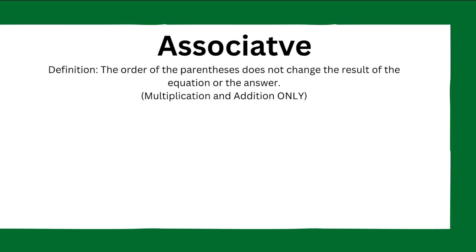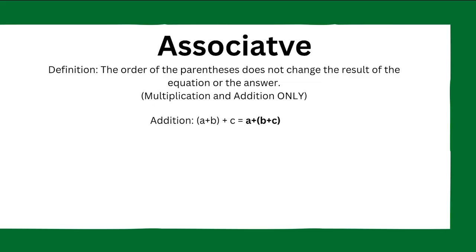So, starting off, we do want to know what associative property is, and it is the order of the parentheses does not change the result of the equation or answer. So, what this is saying is no matter how you arrange the parentheses, you should still get the same answer. And it's essentially telling you that you can rearrange the equation, you'll get the same thing. It's similar to commutative property, just with parentheses. And being more in similarity with the commutative property, it only applies to multiplication and addition only.